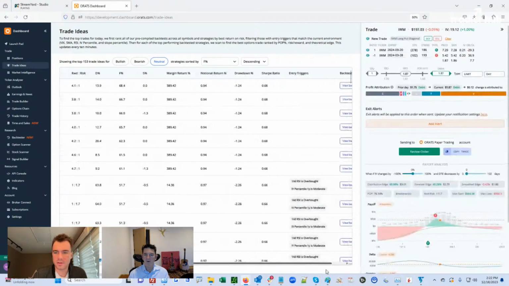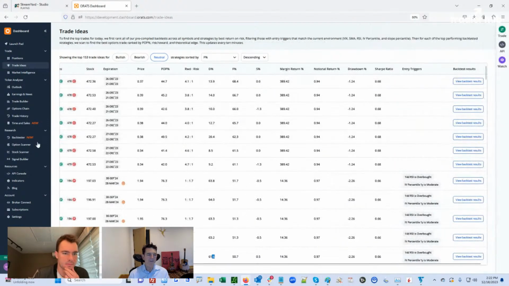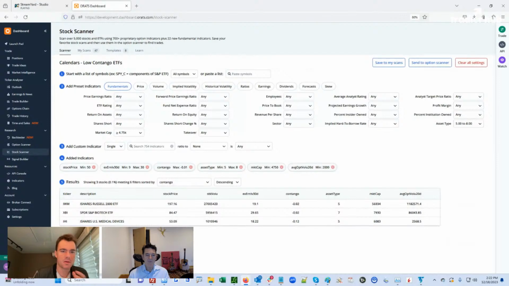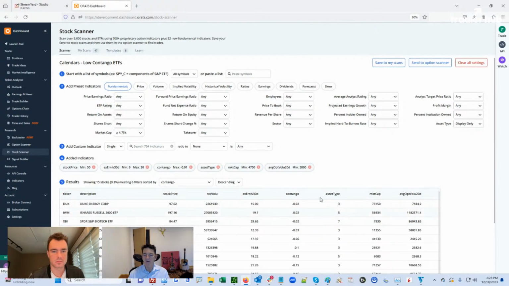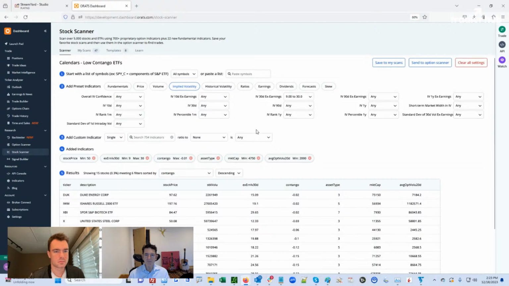In the stock scanner, how would we set those indicators to scan like 5,000 stocks? Yeah, so if we're doing stocks, then we take out the asset type, fundamental, and we could just make it display only, so it gets everything. And then we would say things like where the implied volatility percentile is low.